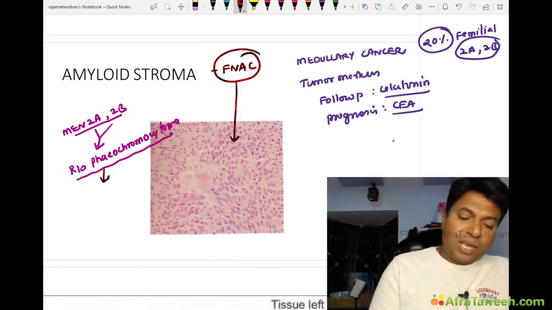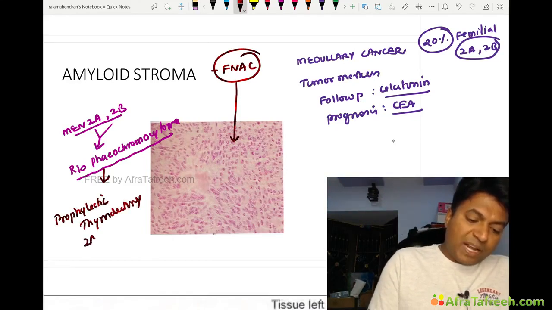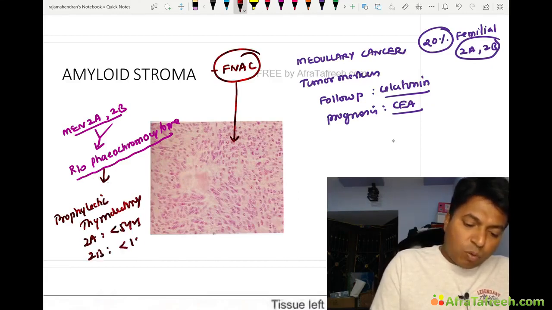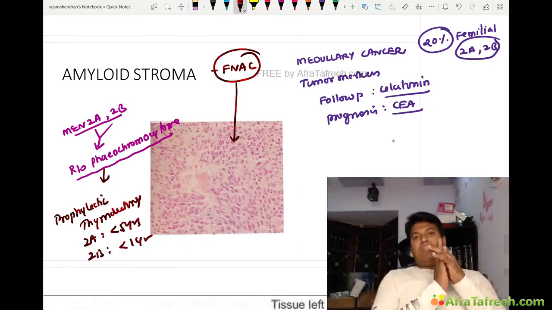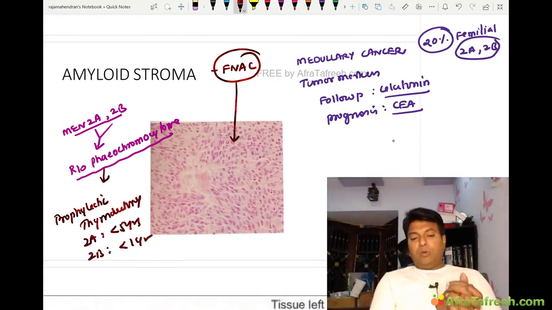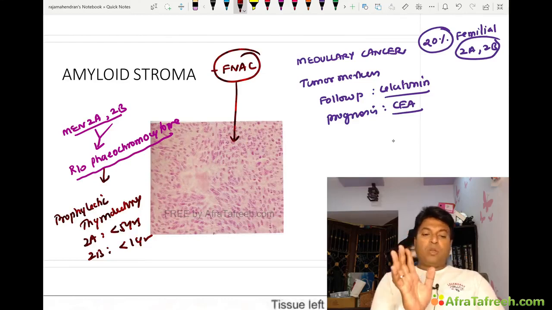And if it is MEN2A, we should do a prophylactic thyroidectomy. When it is a MEN2A syndrome, it should be done before 5 years, and when it is a 2B syndrome, it should be done before 1 year. MEN2B is more aggressive than MEN2A. So we should do prophylactic thyroidectomy before 5 years for MEN2A and before 1 year for MEN2B.